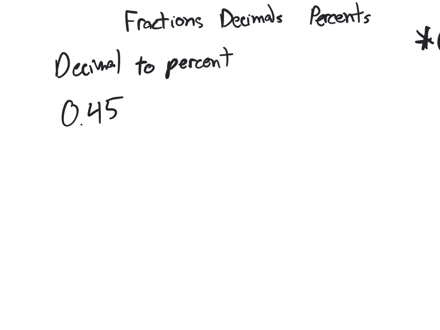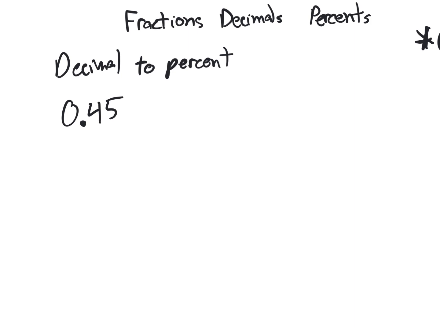0.45. Okay, 0.45. That is a decimal. And if they ask us to change it to a percent, it's actually super easy to do. Now we need to understand the general concept of percent, right? If I said 100%, what does that mean? 100%. The whole thing. I want 100% of that pizza. That means I want the whole pizza, right? I gave 100% effort. That means I gave it all I had, right?